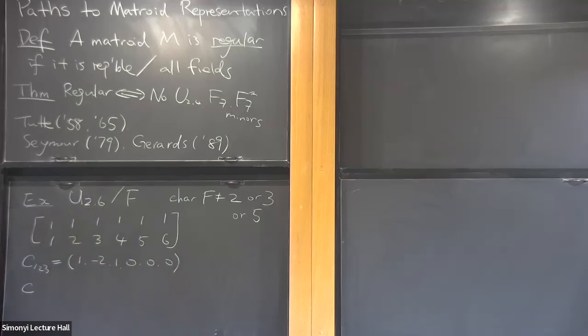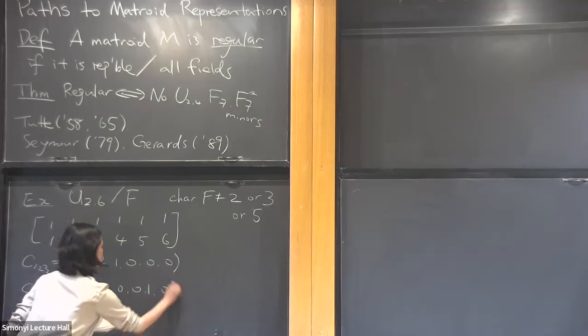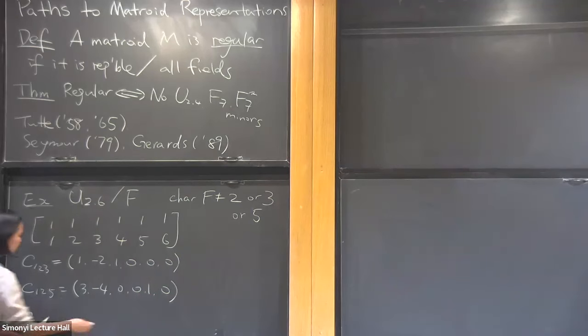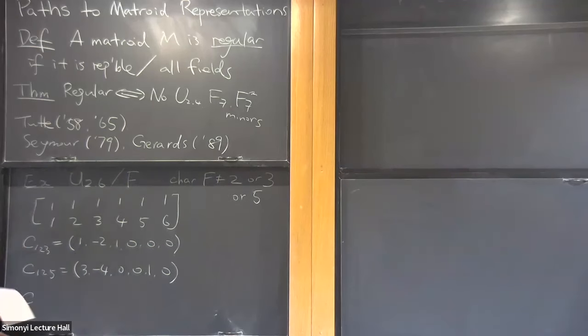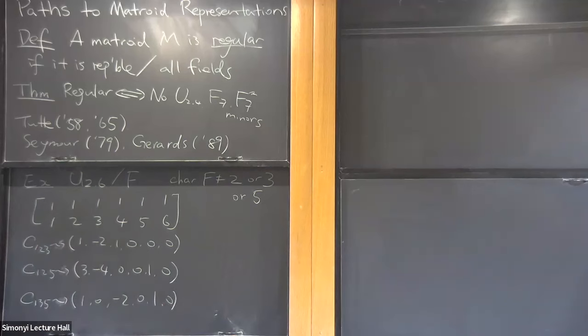You can also do more, for instance for the circuit {1,2,5}. That gives you the following circuit vector, which is 3, minus 4, 0, 0, 1, 0. Let's do one more, the circuit {1,3,5}. It also gives you another circuit vector, and that will be 1, 0, minus 2, 0, 1, 0. So far it's quite simple, I hope.